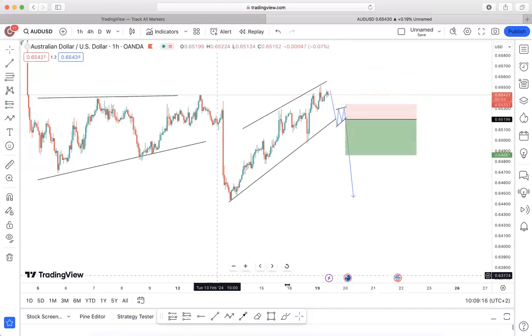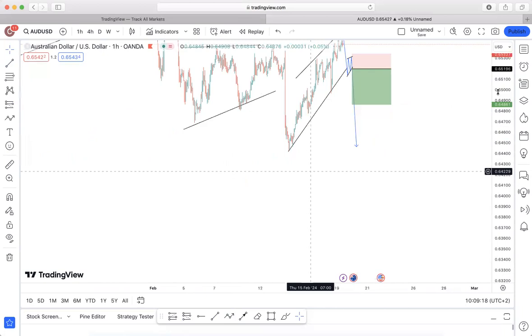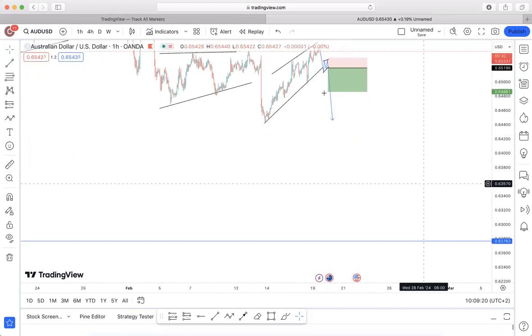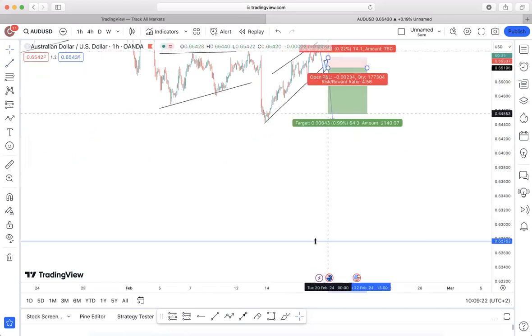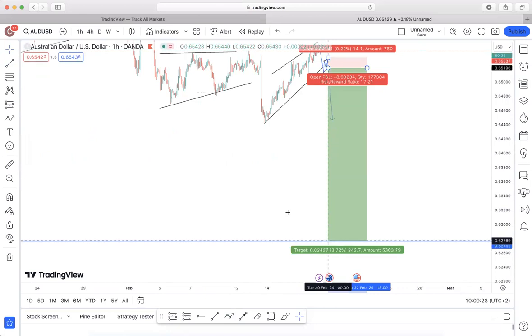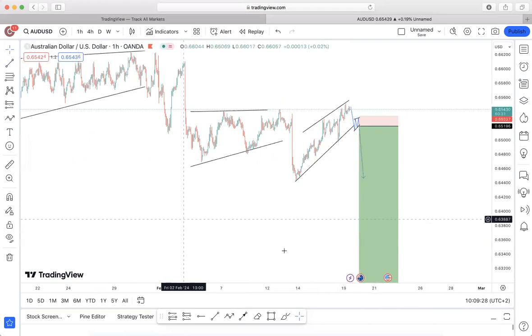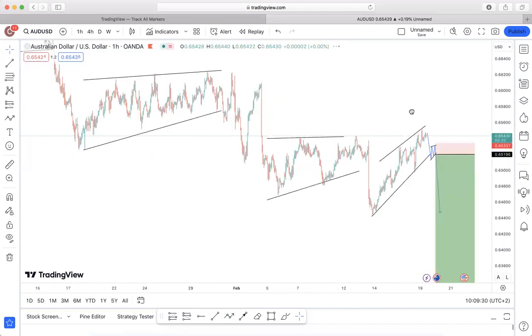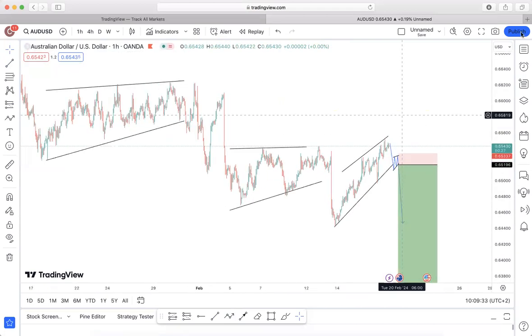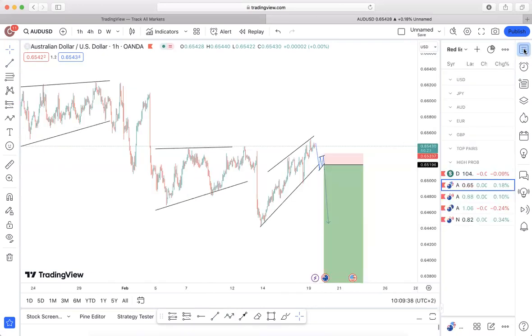The overall target, usually you measure the length of the impulse, but since we're trading with the overall momentum, I can place my overall take profit all the way to the downside, because I'm looking to trail stop this trade. I'm not looking to place the take profit. I'm looking to trail stop up until the market decides to go against us. So that is it on the Australian dollar, US dollar.